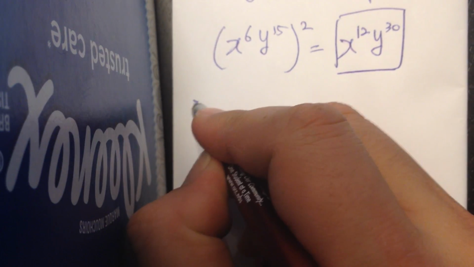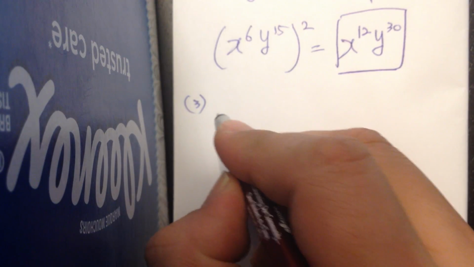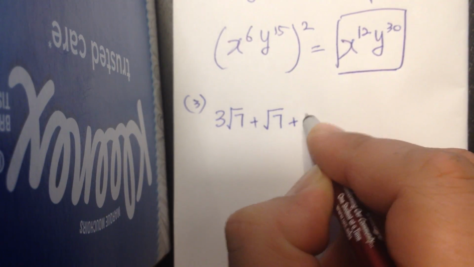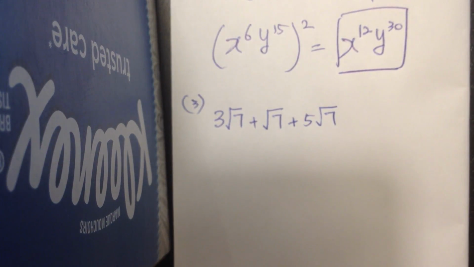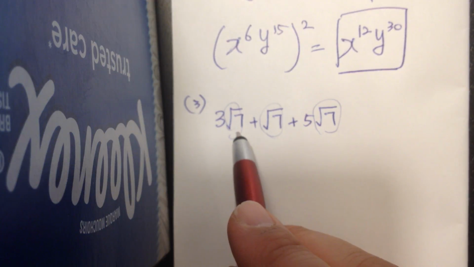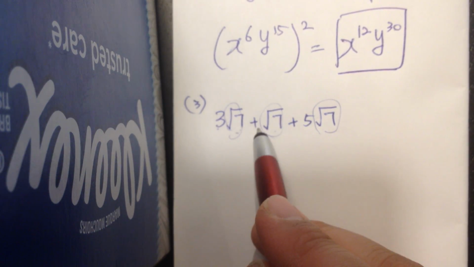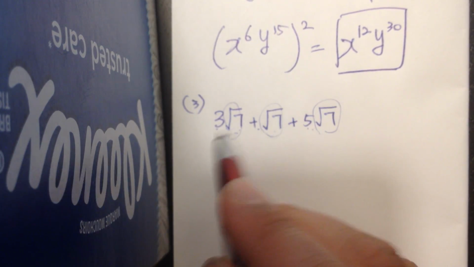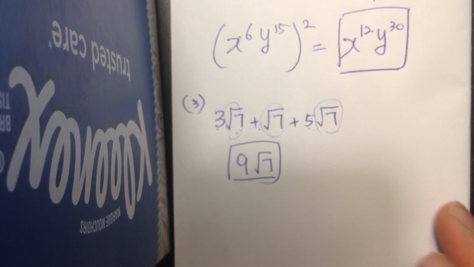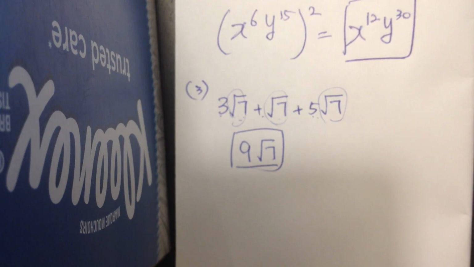Okay, so number 3. Treat it as if these are variables. So in front of this variable 3, we get 1, which is 5. Total, we got 9 radical 7. Okay, now I'm going to show you number 4.